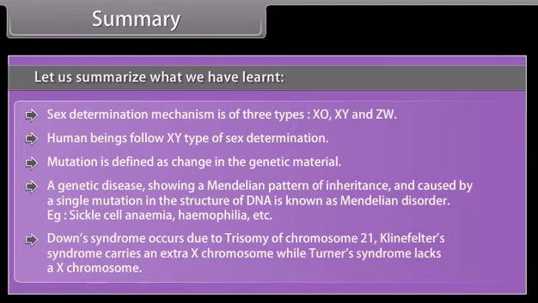Down syndrome occurs due to trisomy of chromosome 21. Klinefelter's syndrome carries an extra X chromosome, while Turner's syndrome lacks an X chromosome.